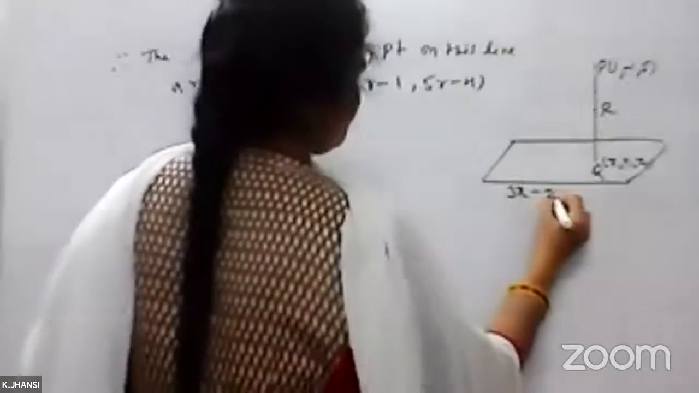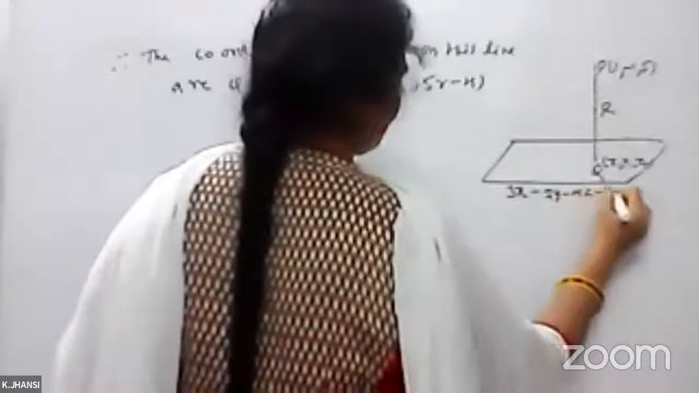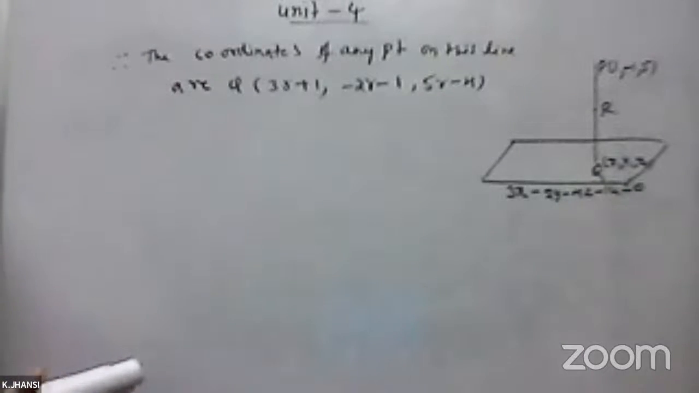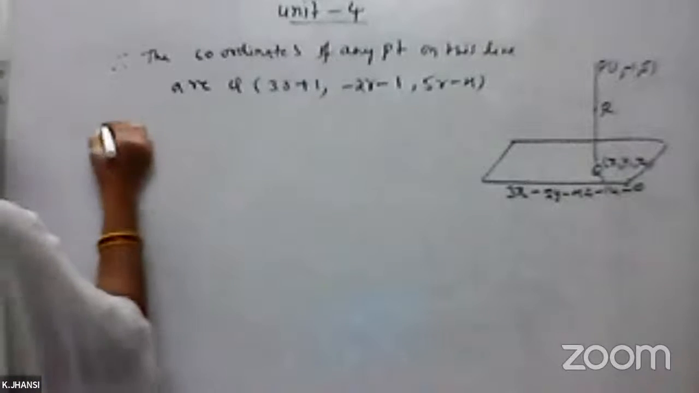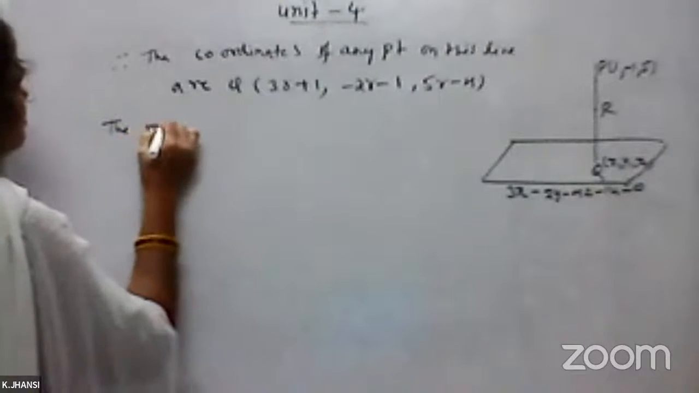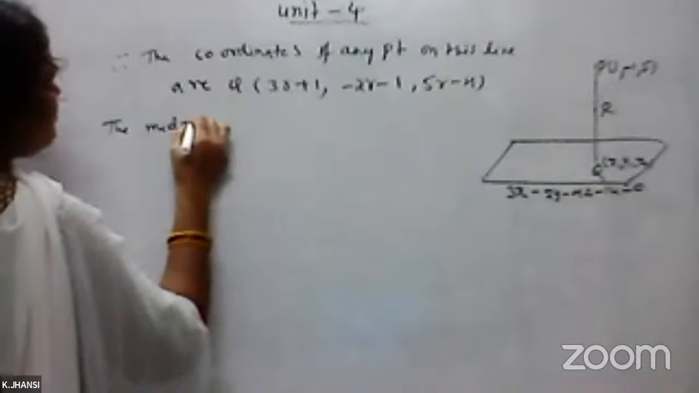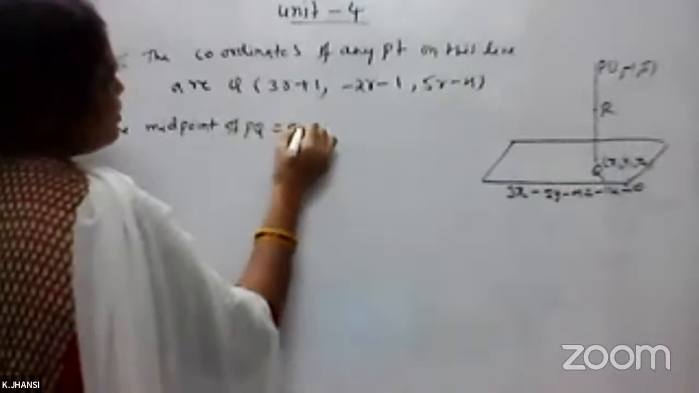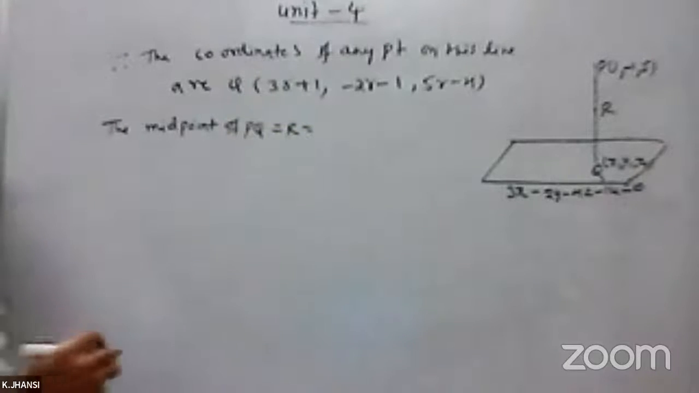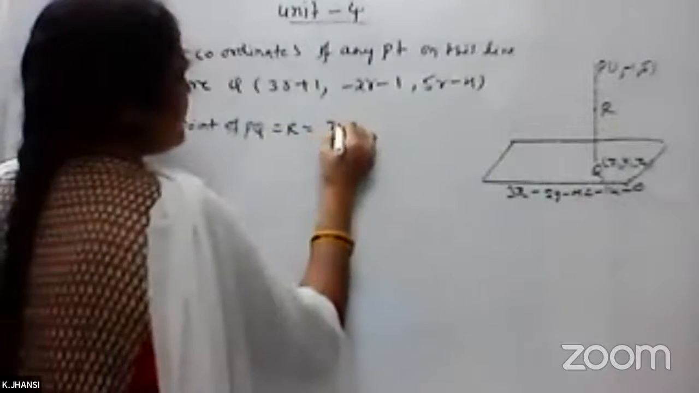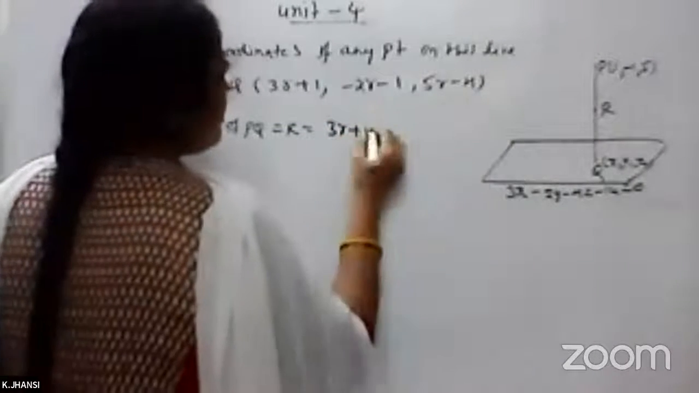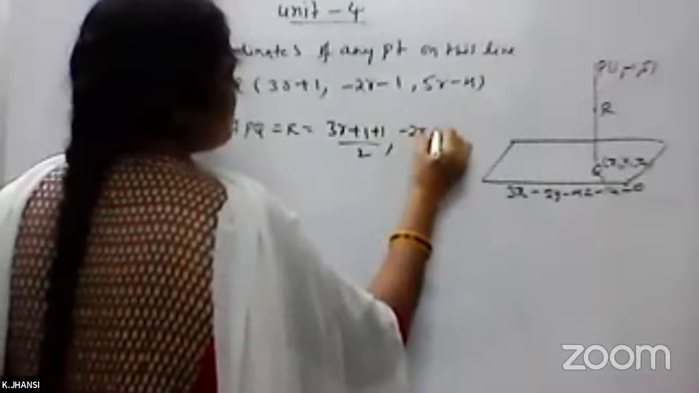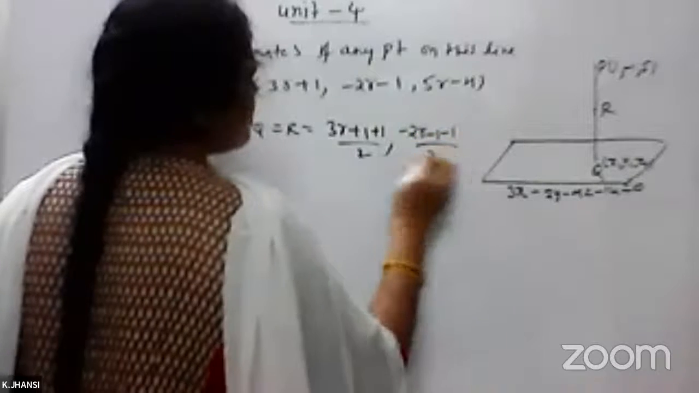3x minus 2y minus 4z minus 14 equals 0. Okay, this is the plane equation. So now you write here the midpoint of PQ. We can take it as R. So R is equal to (3R plus 1 plus 1) by 2, (minus 2R minus 1 minus 1) by 2.